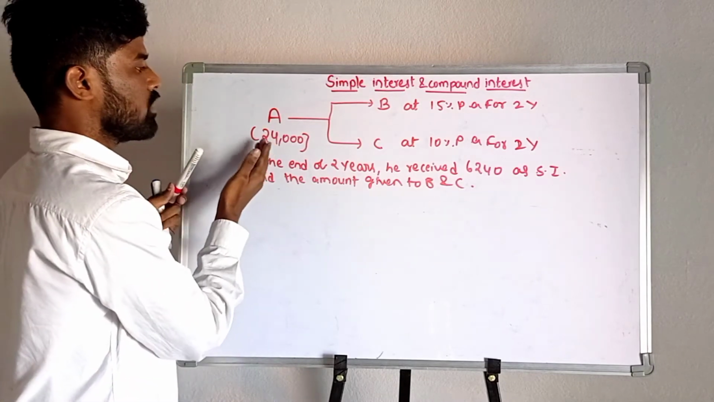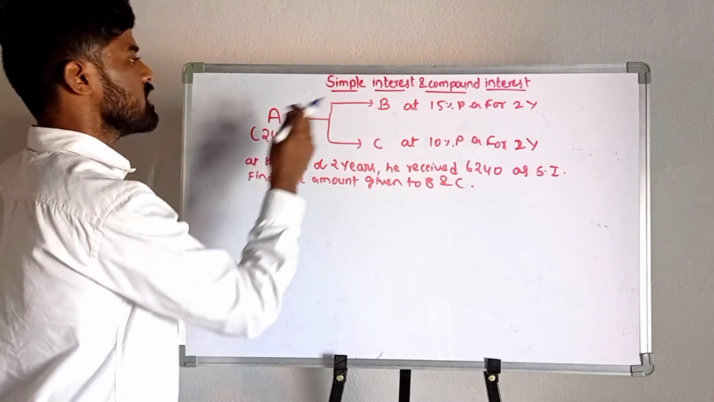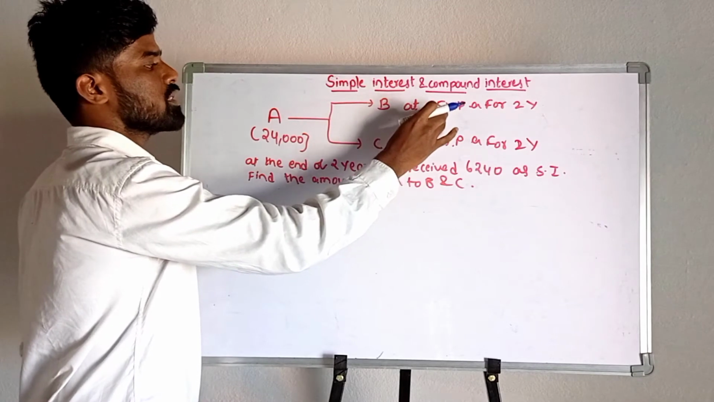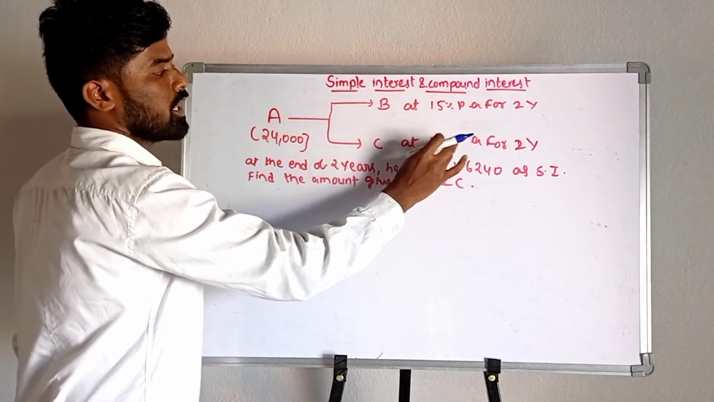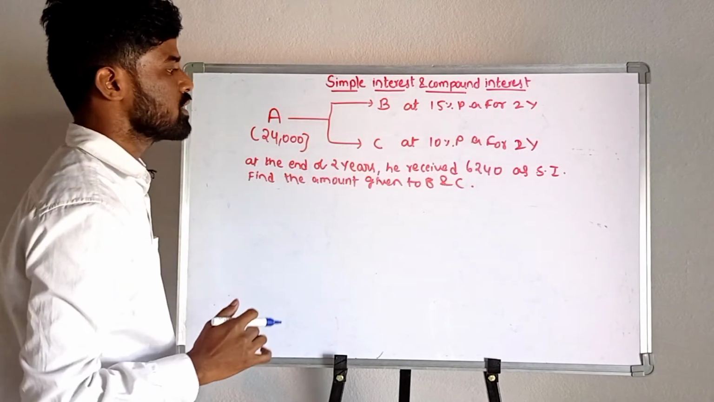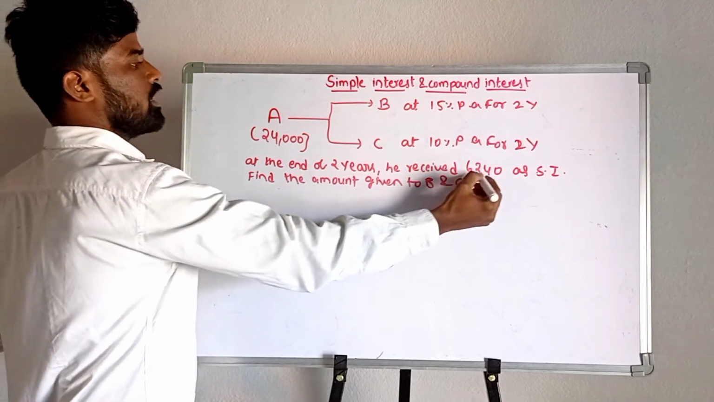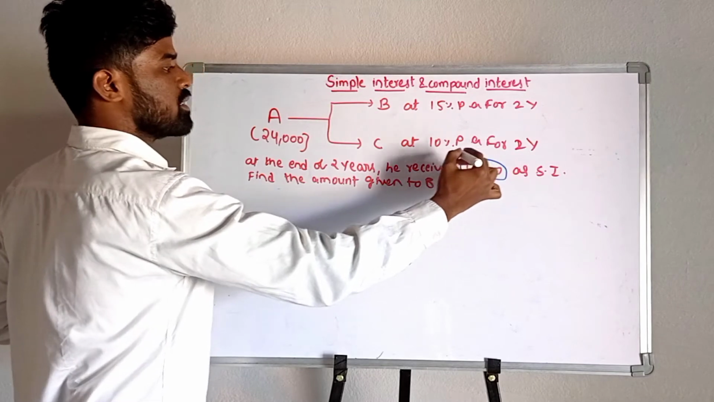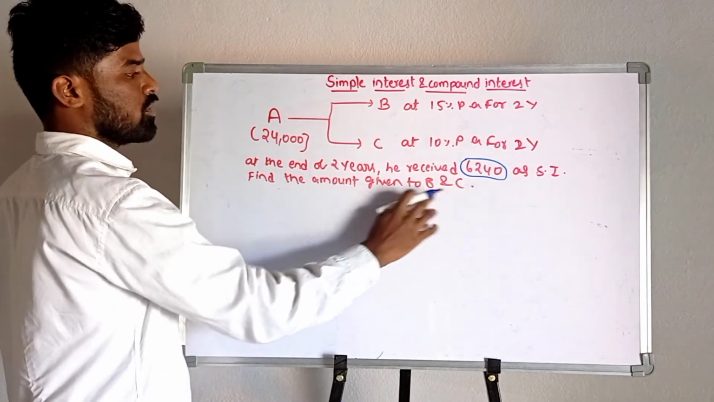Here A has 24,000 amount. He has given some amount to B at 15% per annum for 2 years and to C at 10% per annum for 2 years. At the end of the period, he received 6,240 as simple interest. Find the amount given to B and C.